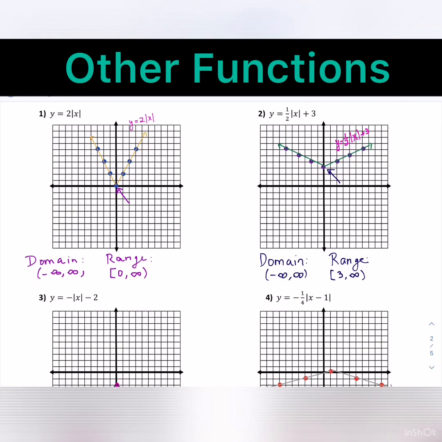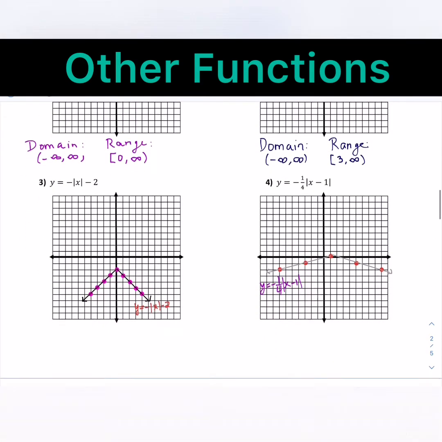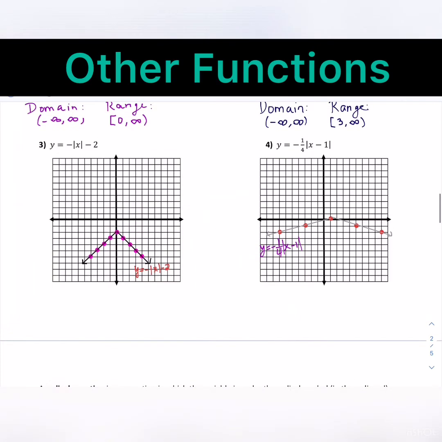Now let's go down to number 3. Again, making your life very, very easy. The domain is going to simply be all real numbers. We are going to go from negative infinity to positive infinity. The range, however, on these functions is not all real numbers.